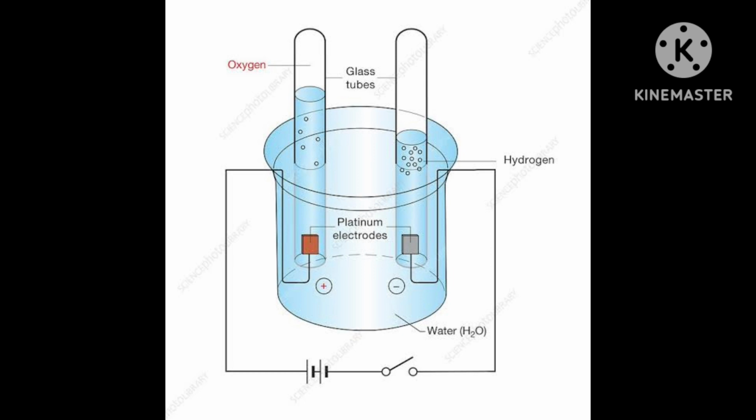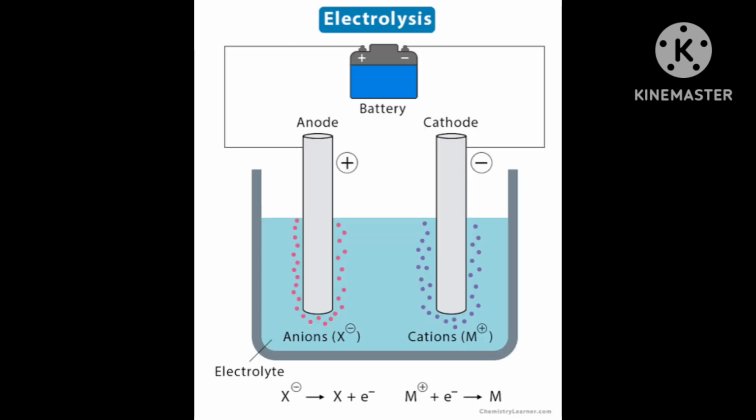Calculate the dissociation constant, if lambda m infinity for acetic acid is 390.5 Siemens centimeter square per mole. You have to calculate the K value. Lambda m infinity is given for acetic acid, that is 390.5 Siemens centimeter square per mole.